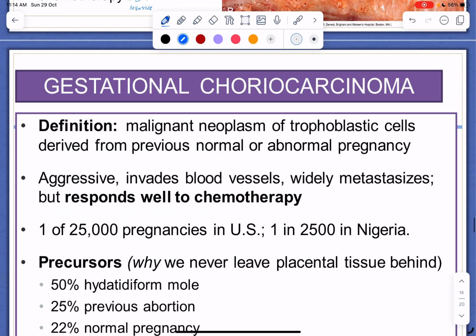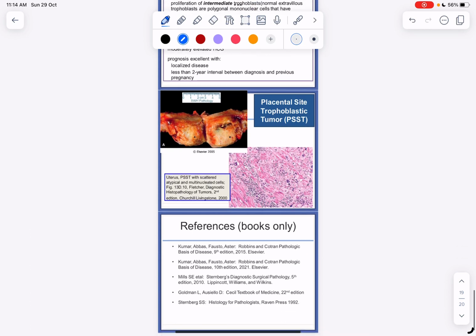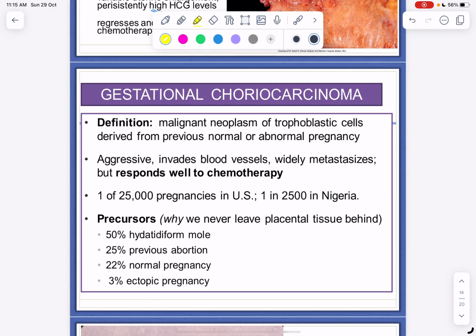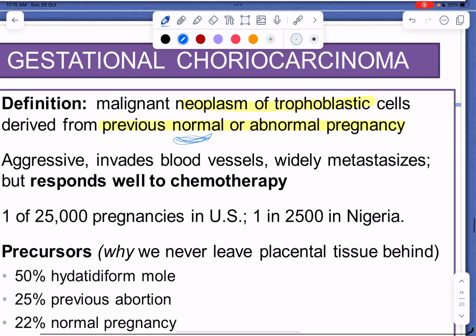Let us talk about gestational choriocarcinoma. By definition, it is a malignant neoplasm of trophoblastic cells derived from previous normal and abnormal pregnancy. This choriocarcinoma can develop after a normal pregnancy from the placental tissue, or after an abnormal pregnancy like complete hydatidiform mole; even an invasive mole may progress or transform to choriocarcinoma. So gestational choriocarcinoma may arise from normal and abnormal pregnancy, from the placental tissue, because it is a malignancy of the trophoblastic cells.